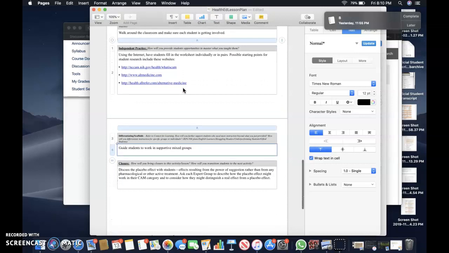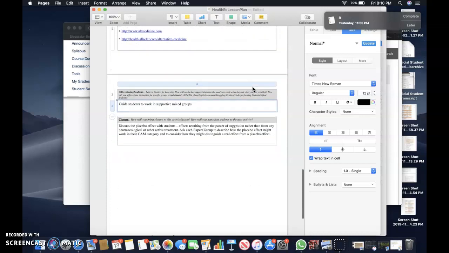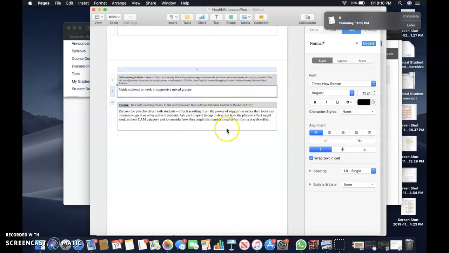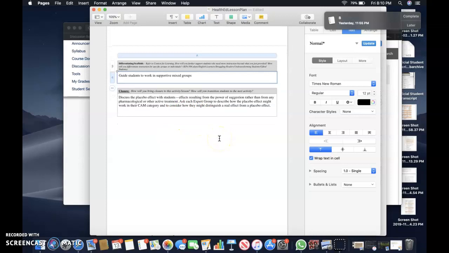Finally, they're going to work independently, filling out a worksheet, or they can work in pairs if it's encouraging and they're being productive. Lastly, we'll close the class by discussing the placebo effect with students. Ask each group to describe how the placebo effect might work in their CAM category and to consider how they might distinguish a real effect from a placebo effect.